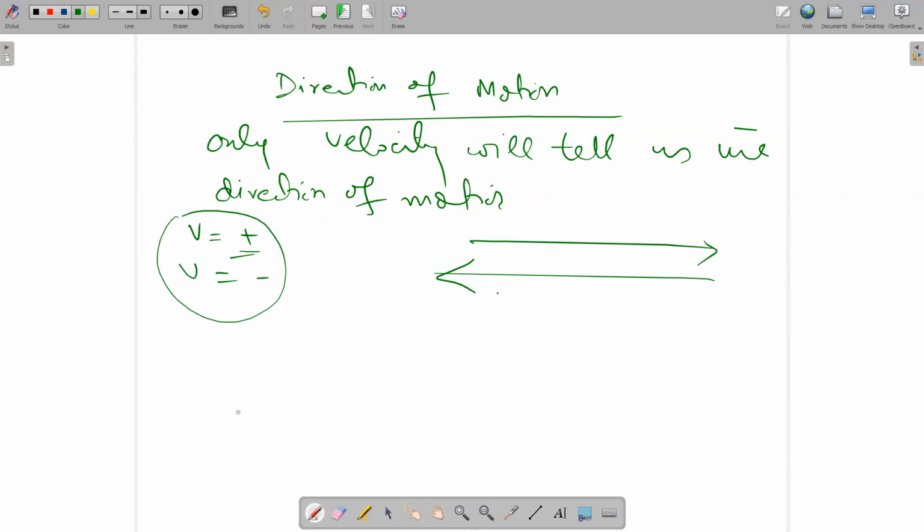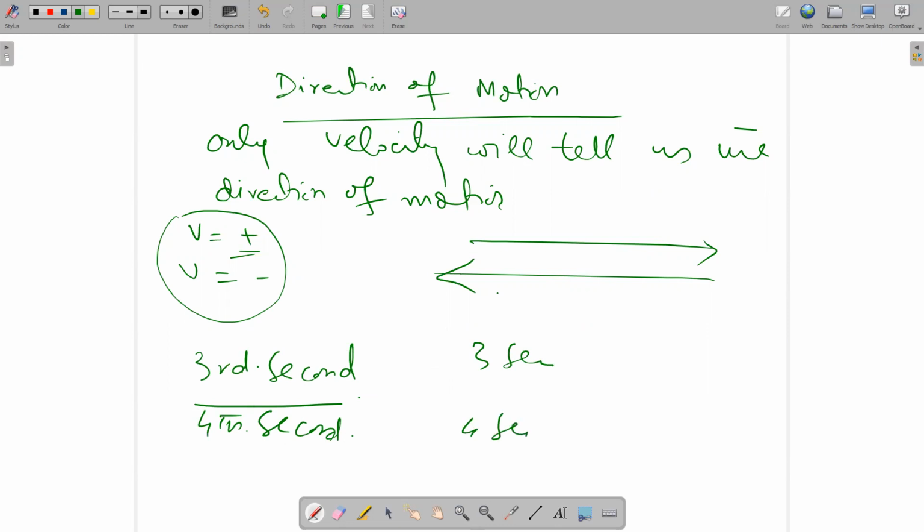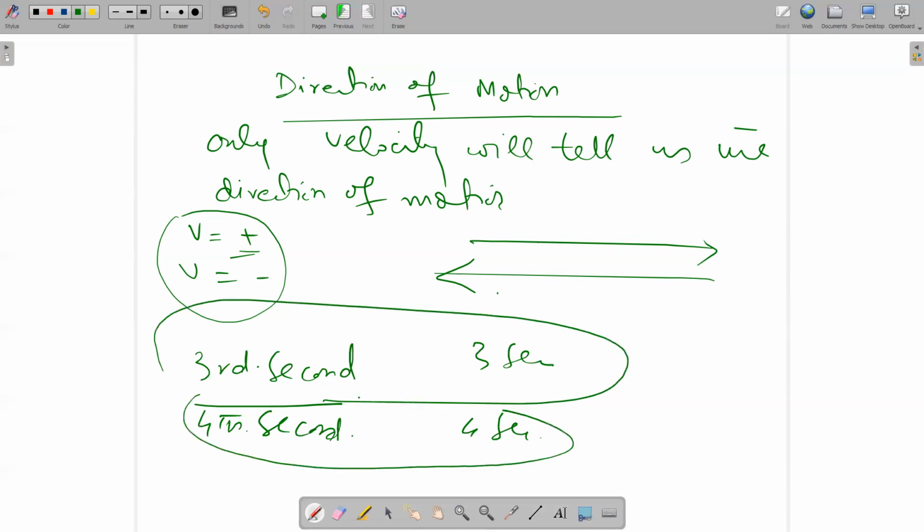Okay, after this, one more concept, which is a very good concept. If he is asking, find the velocity for the 3rd second, I'm writing the 3rd second, 4th second. So the 3rd second and 3 seconds are different things. The 4th second and 4 seconds are different things. Understand this one. If I'm writing here the 5th second, it doesn't mean that it is 5 seconds.